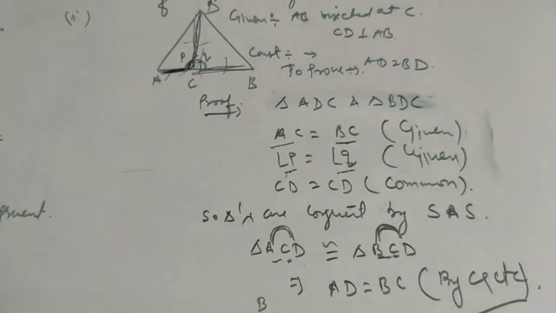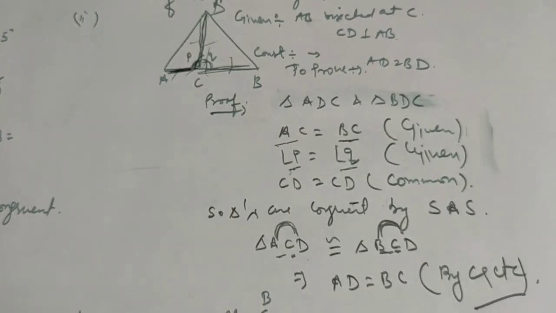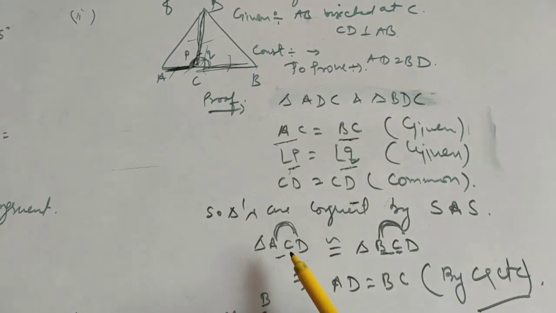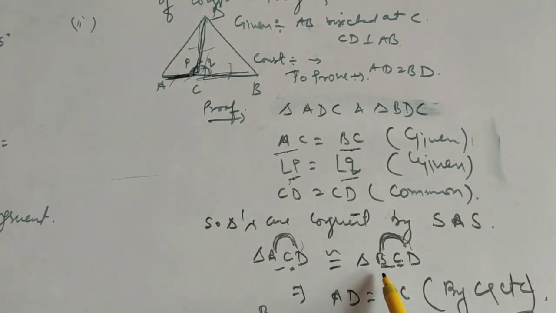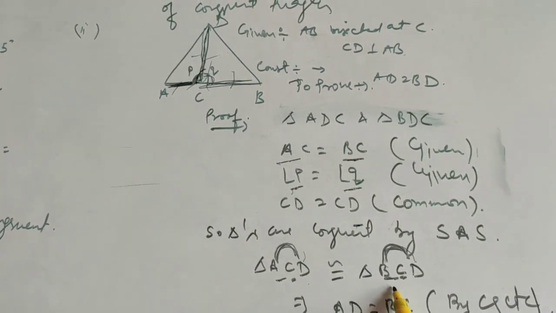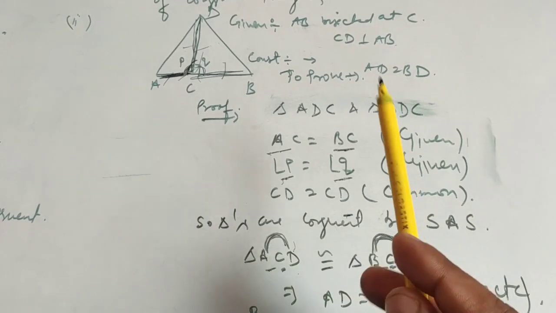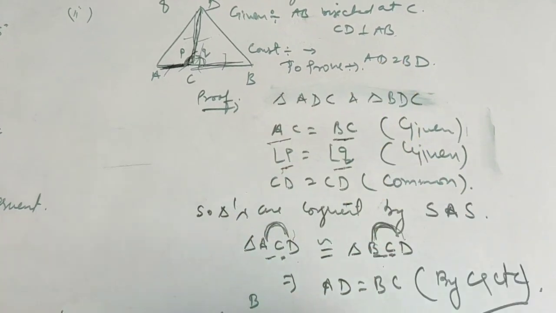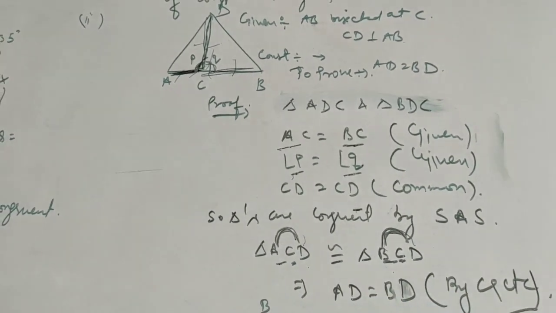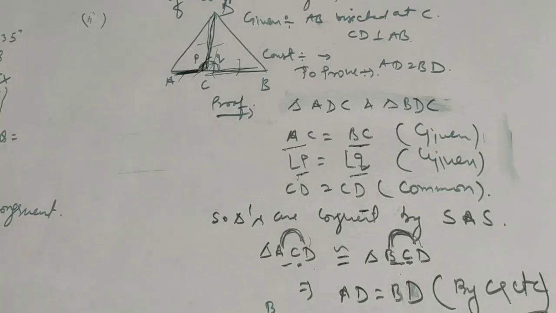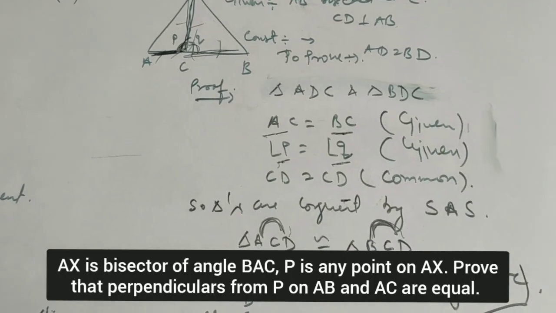Congruent means the two parts will overlap each other. So according to the naming, what we have got is that AD will be covered by BD. So we have proved what is required, that AD equals BD. C is wrong, it's BD. Hence proved. Okay, moving on to the next question.